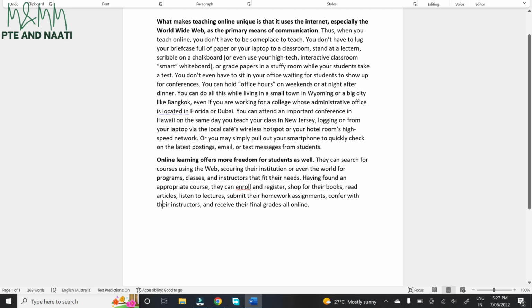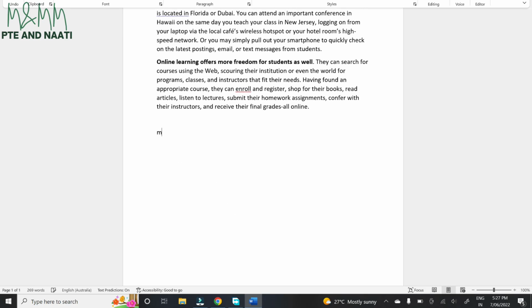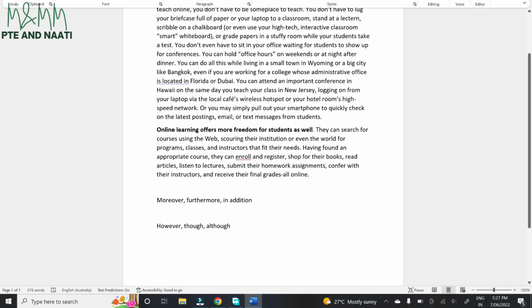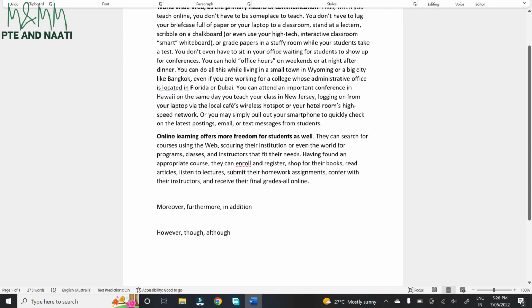Now the connectors that I always recommend to my students are, if you're connecting two similar ideas, then you can use moreover, or furthermore, or in addition. Any of these connectors will work. So just pick and choose any one. And if you're connecting opposite ideas, then you can use however, though, although. Now, all these connectors have been tested in the real exam. We do get a perfect 90 by using these connectors, so you don't need to worry about these ones.